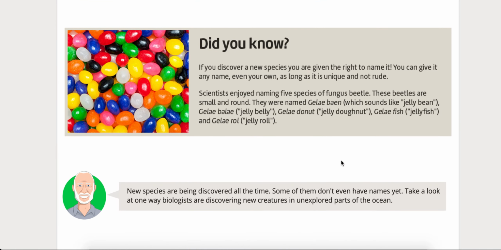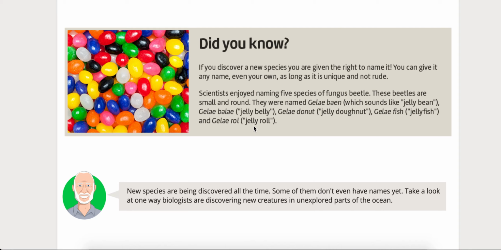Did you know? If you discover a new species, you are given the right to name it. You can give it any name, even your own, as long as it is unique and not rude. Scientists enjoyed naming 5 species of fungus beetle. These beetles are small and round. They were named Gelae bean, which sounds like jelly bean, Gelae belle, jelly belly, Gelae donut, jelly donut, Gelae fish, jellyfish, and Gelae roll, so a jelly roll.